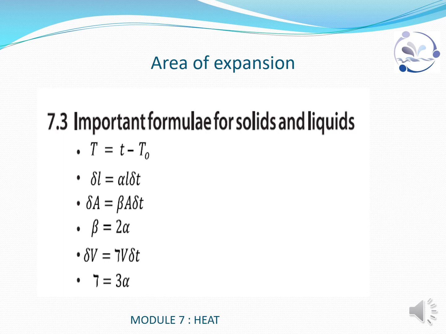For volume, change in volume is the same as cubic expansion multiplied by original volume multiplied by change in temperature, where your change in temperature is T2 minus T1. Then volumetric expansion is the same as 3 multiplied by coefficient of linear expansion.